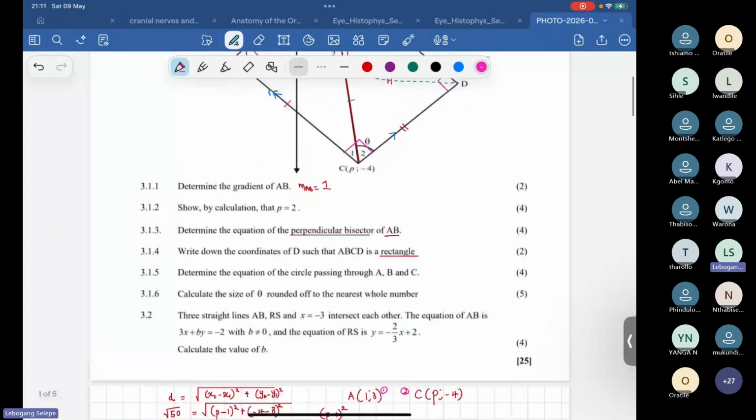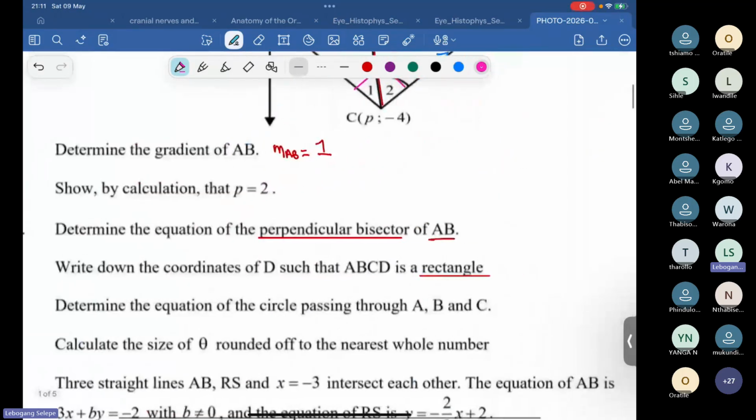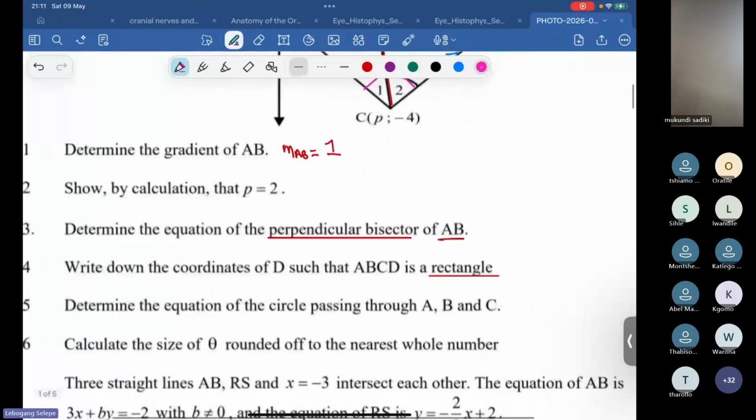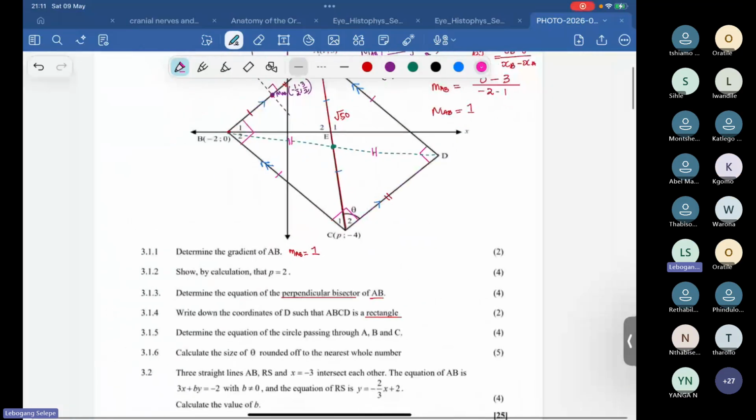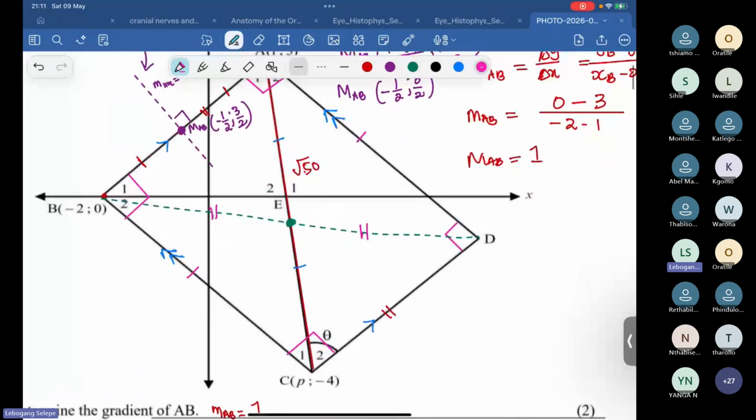Then the question says we need to calculate or write down the coordinates of D if ABCD is a rectangle. So this is a 2-mark question, which means that it should be really easy. And I think I told you last time which way I prefer you do this question, because there is another way in which we can do it much more simply.